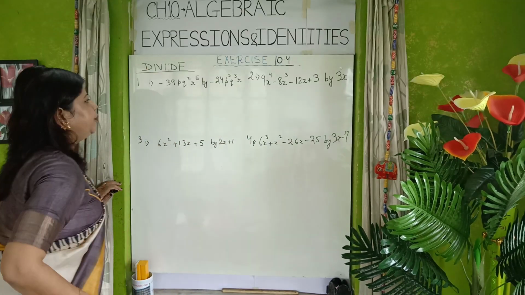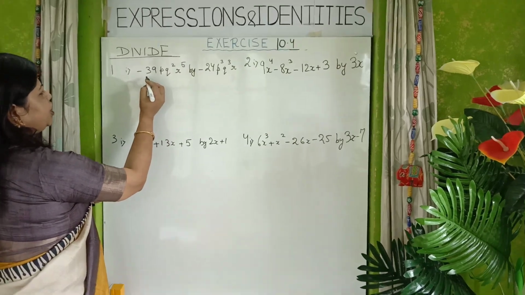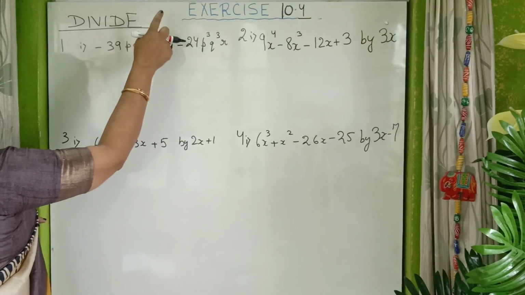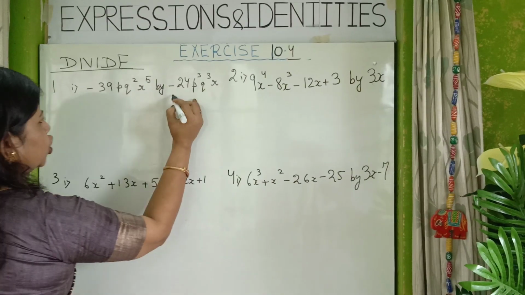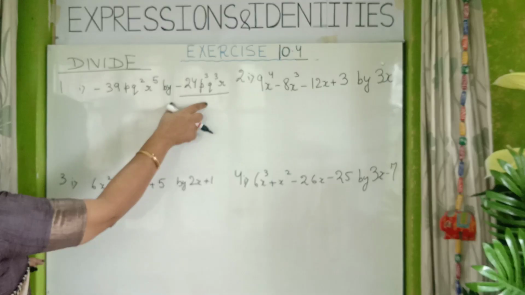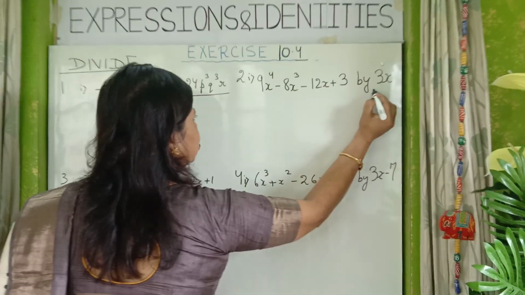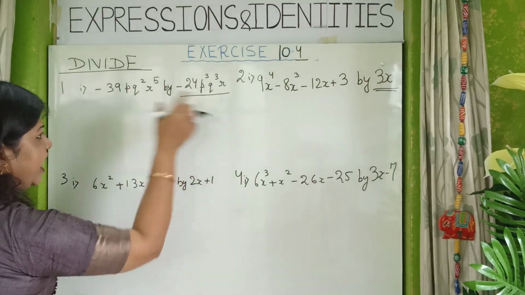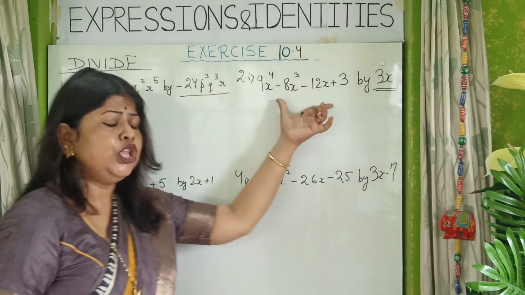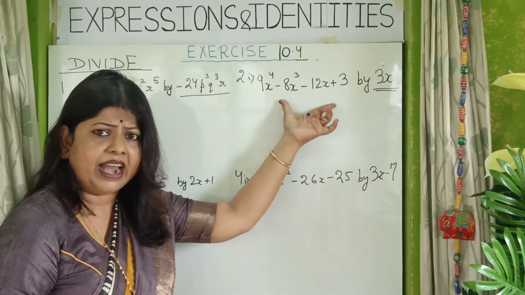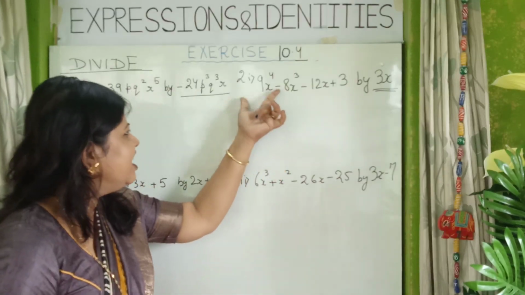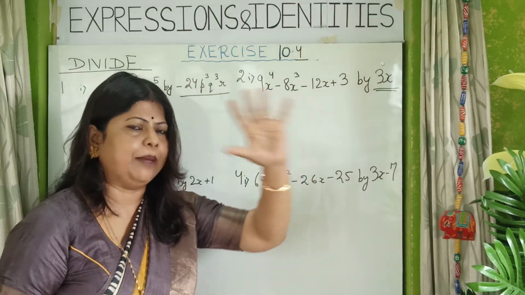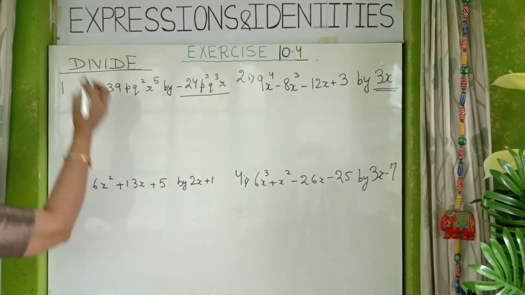So students, let us begin with exercise 10.4, that is division. The first question is a simple one, you have to divide minus 39 p q square r to the power 4 by this. So I am dividing with a monomial. Question number 2 also I am dividing with a monomial. The moment you are dividing with a monomial, be very careful. You will divide each and every term with the monomial separately. So we begin with the first question.